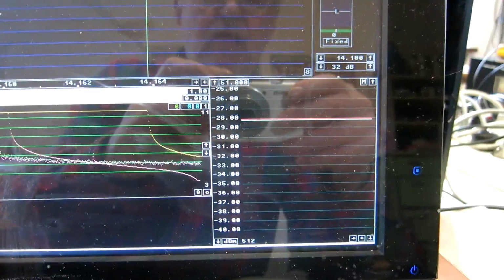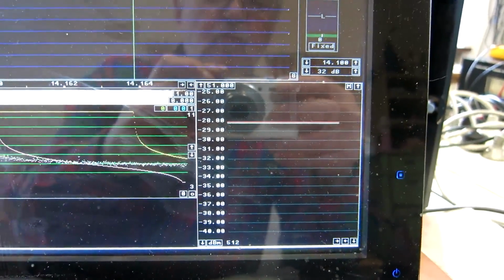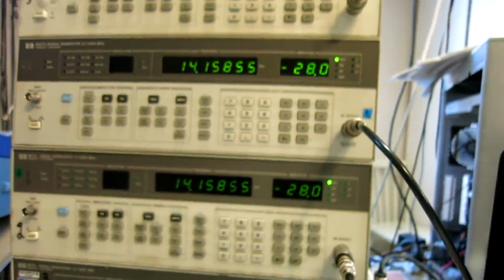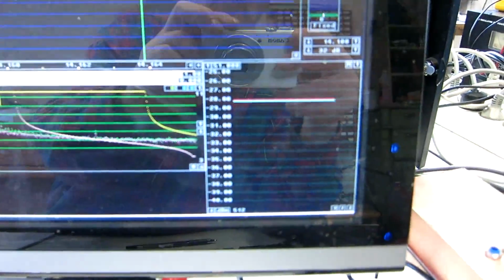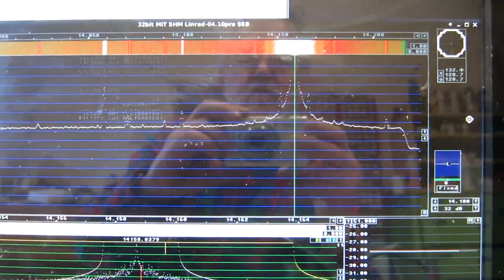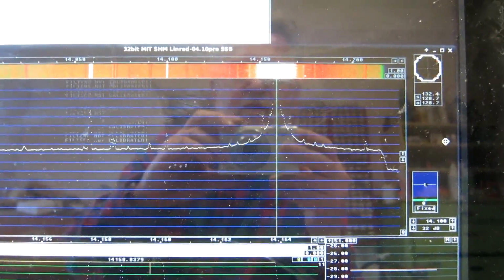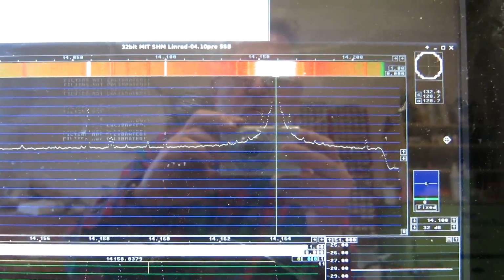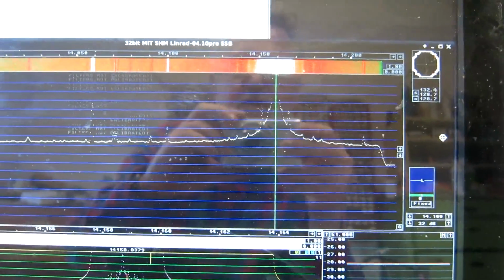So the level is now 1 dB below the point of 1 dB compression, and that's minus 28 dBm, which is also properly shown on the S-meter graph. The fairly ugly spectrum we see here is because of the noise from the generators. They are not very perfect.